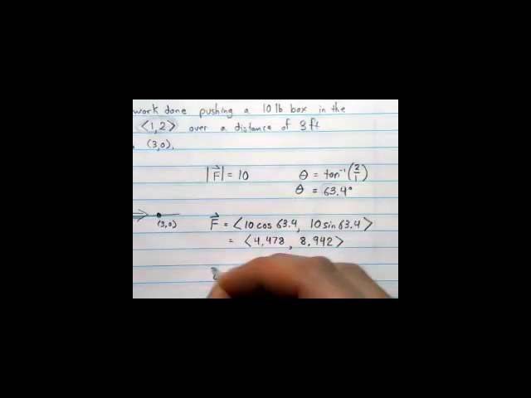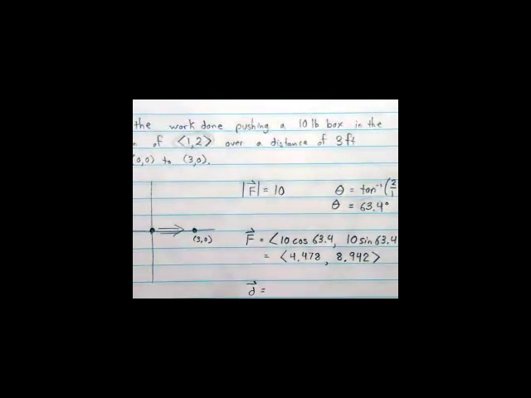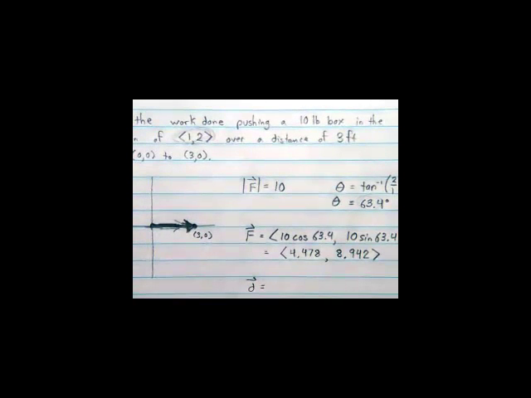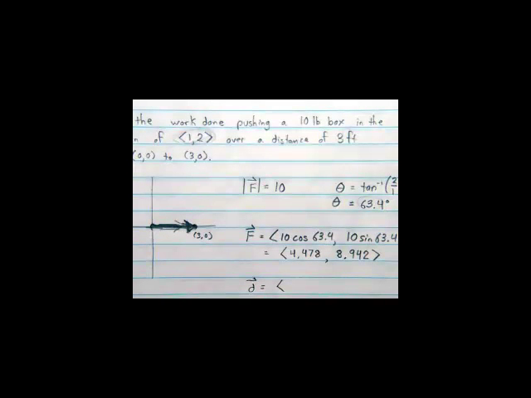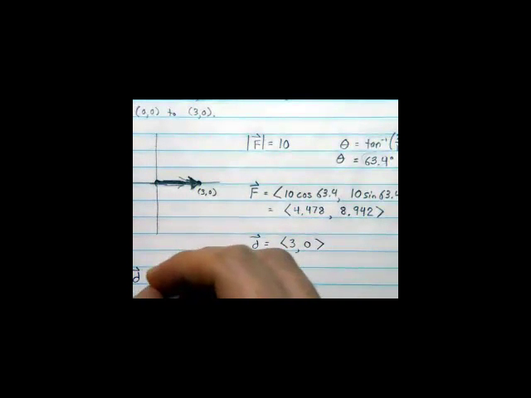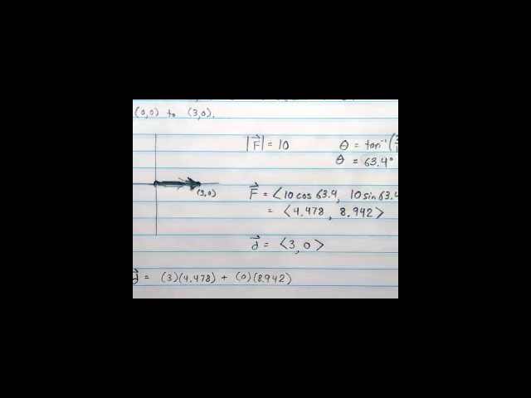We also need a vector for the distance, right? Well, look at the little graph that I made. See how it's going from (0, 0) to (3, 0)? If I made this into a vector in standard position, what would be its component form? <3, 0>, right? So I've got to do the dot product of those two vectors. I've got my work. Here's my foot-pounds. So we're going to get 3 times 4.478 plus 0 times 8.942. So we end up with 13.434 foot-pounds of work.